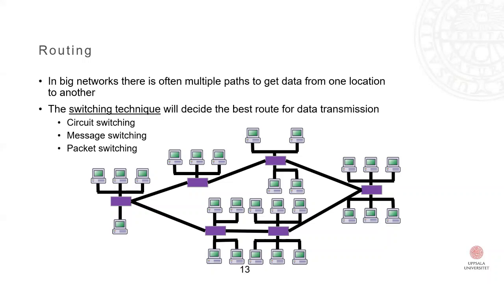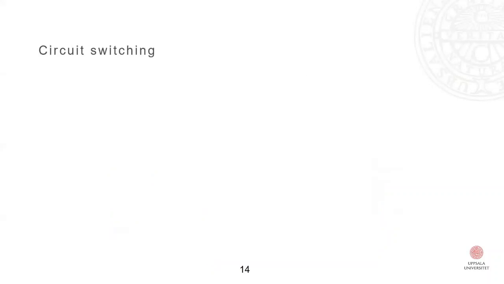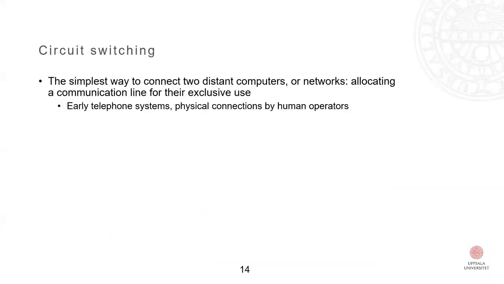So the question is how to decide the best route. For this purpose, switching techniques were introduced. There are typically three main switching techniques, which are called circuit switching, message switching, and packet switching. So circuit switching is very simple. It means that whenever you want to connect to a network, you dedicate some special medium or some special line to them, which is dedicated to them, and no one else will use it. It is private to them.